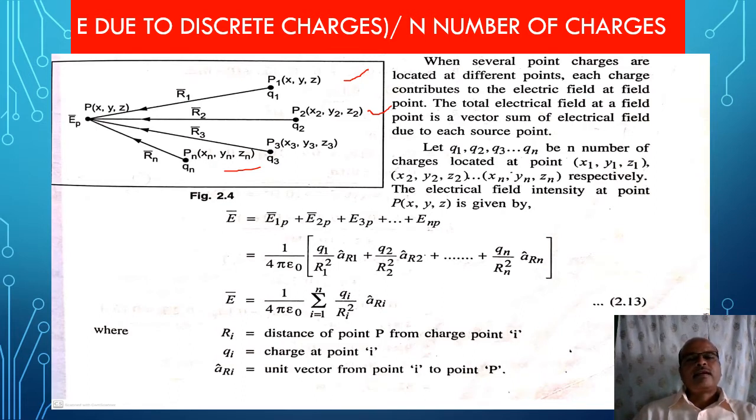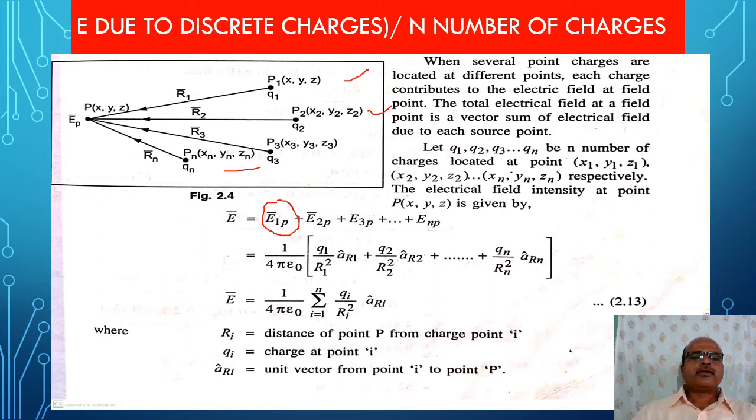The general formula for E1p is Q1 upon 4 pi epsilon 0 R1 square AR1 cap. For E2p, it is Q2 upon 4 pi epsilon 0 R2 square AR2 cap. Here we take the constant common, that is 1 upon 4 pi epsilon 0 is common to this equation. So if we take it common, the terms under the bracket are Q1 upon R1 square AR1 cap plus Q2 upon R2 square AR2 cap plus up to Qn upon Rn square ARn cap.